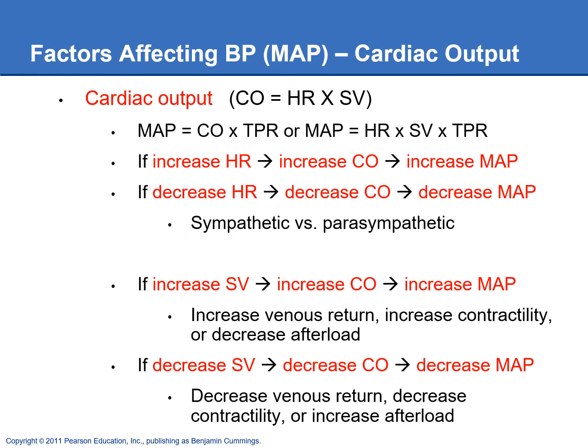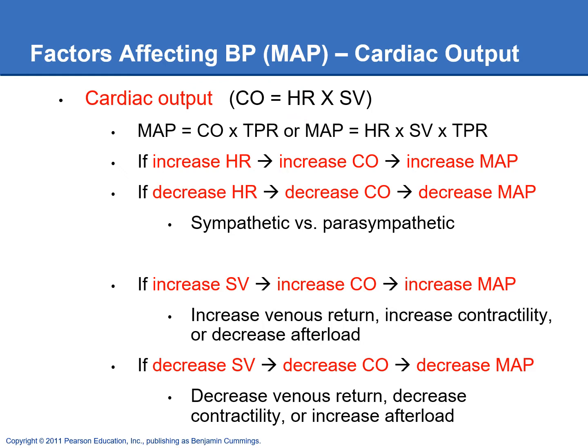Cardiac output also affects blood pressure. So if you increase cardiac output or increase blood flow, that'll increase the mean arterial pressure. And if you decrease cardiac output or decrease blood flow, that'll decrease the mean arterial pressure. Remember that cardiac output is calculated by multiplying heart rate times stroke volume.